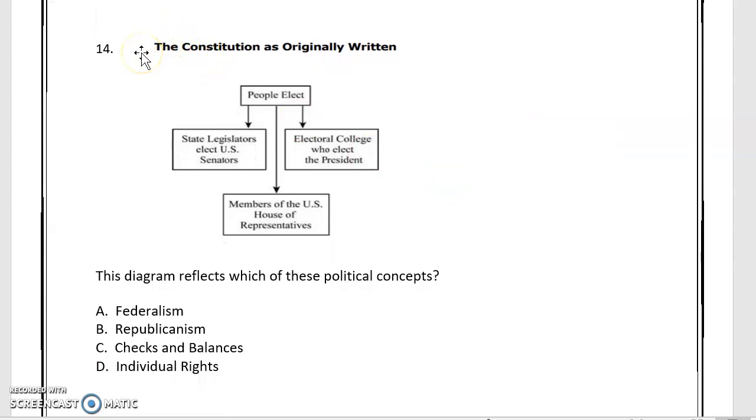Number 14, the Constitution as originally written. We have people elect. That is a key part right here. People elect or people vote. This diagram reflects which of these political concepts? People vote. Is that A, federalism, B, republicanism, C, checks and balances, D, individual rights?